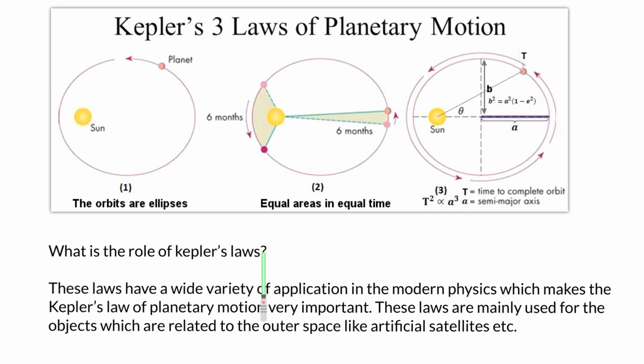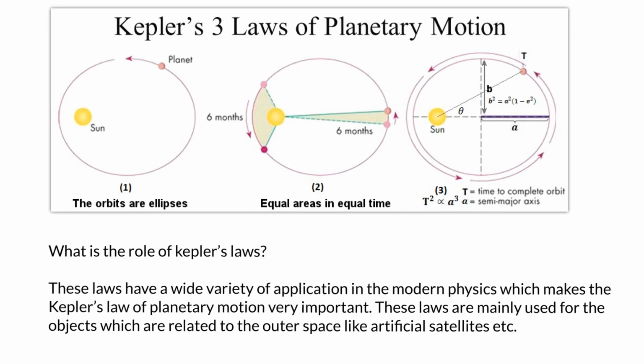So what is the role of Kepler's law? These laws have a wide variety of applications in modern physics, which makes Kepler's laws of planetary motion very important. These laws are mainly used for objects related to outer space, like artificial satellites, planets, etc. To study them, we make use of Kepler's laws of planetary motion. So it has huge importance there.